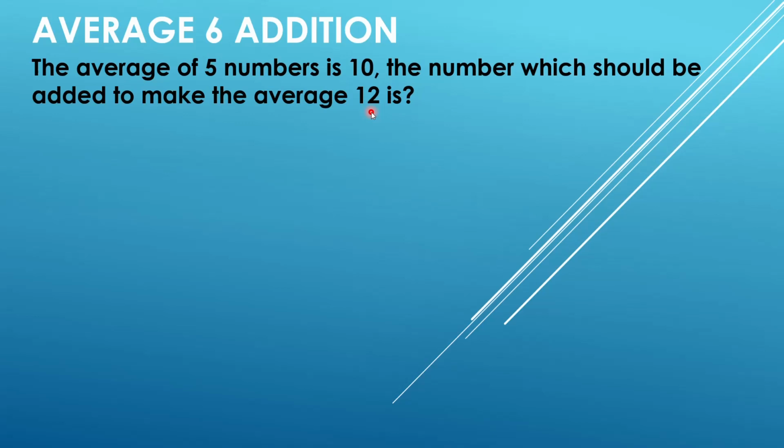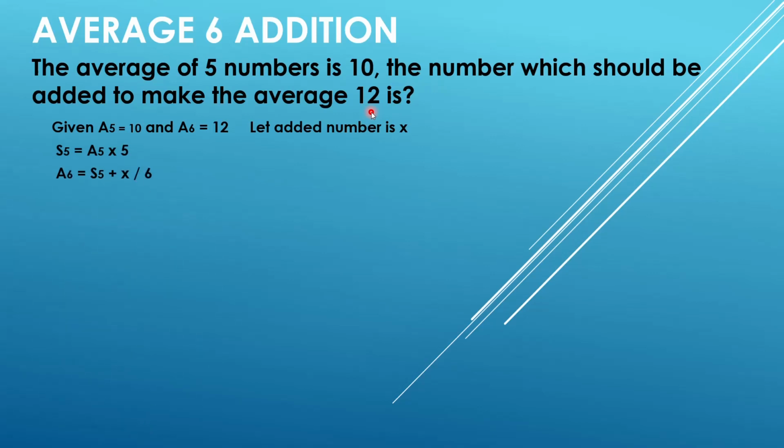So how can we find it? Now here we have A5 and A6 given. Let the added number be X, means any number we can take for now. And S5 we can say is A5 into 5, means the average of 5 into 5. So that is the sum of 5.